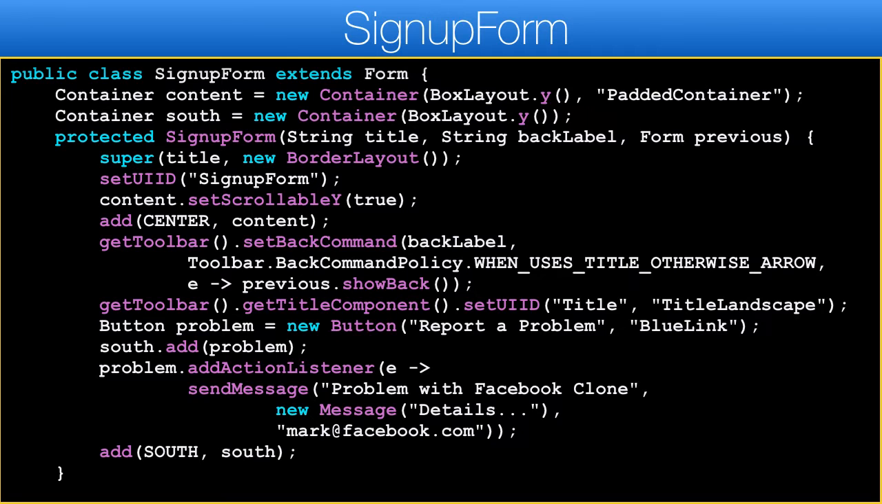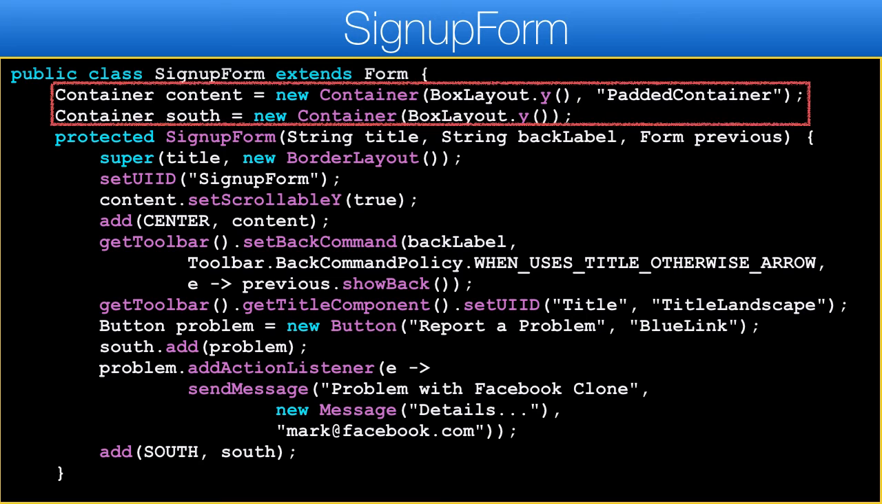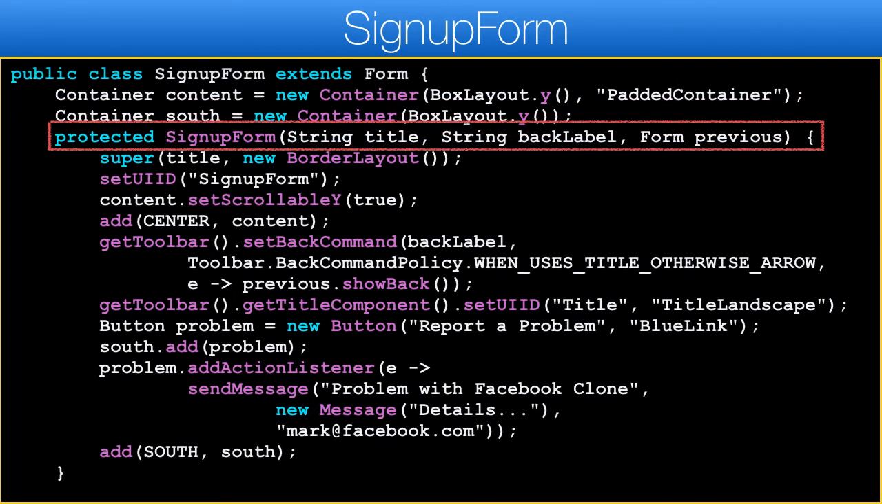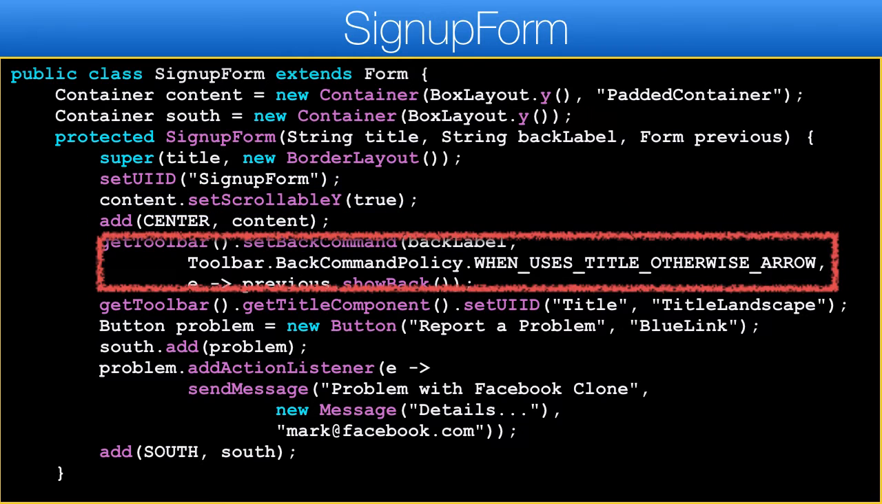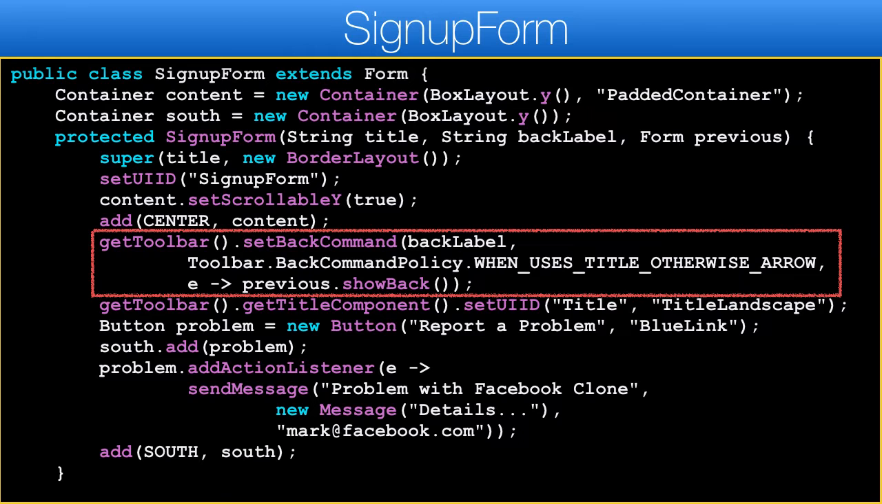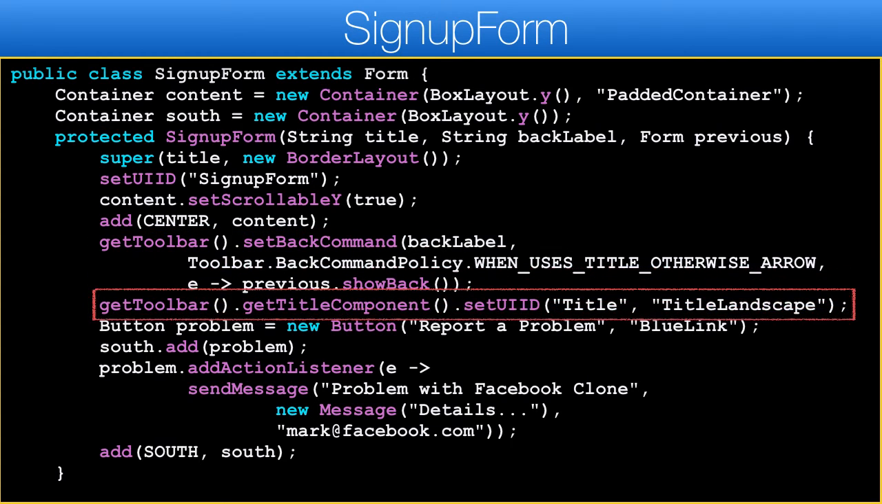We use the content container to place the main UI and the south container for the links on the bottom. The constructor is protected as it's used only within this class. Only the content pane should be scrollable. Everything else should be fixed in place. This supports the back behavior, where an arrow is shown on Android and back label is shown in iOS.